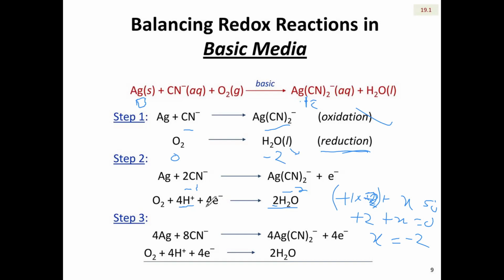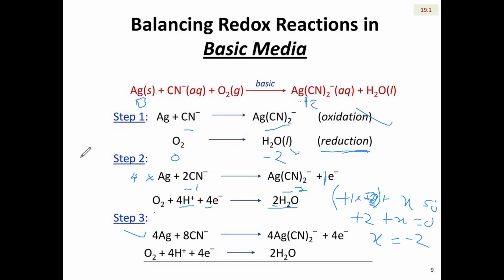So we can just take the coefficient of electron here and multiply it through this equation. The coefficient of electrons there is 4, so we are going to multiply it by 4. That is why here we have 4. After we have 4 times silver, we have 4 silver plus 2 times 4, which is 8. That is how we obtain this equation. And then, of course, this one is 1, so we take the 1 here and multiply this. That is why we have this.